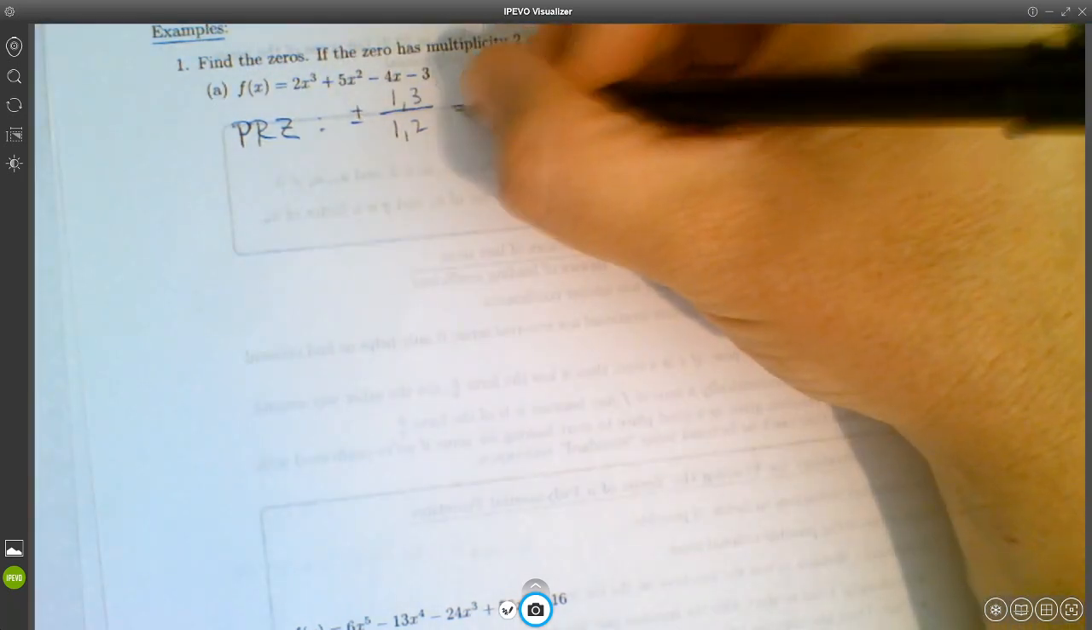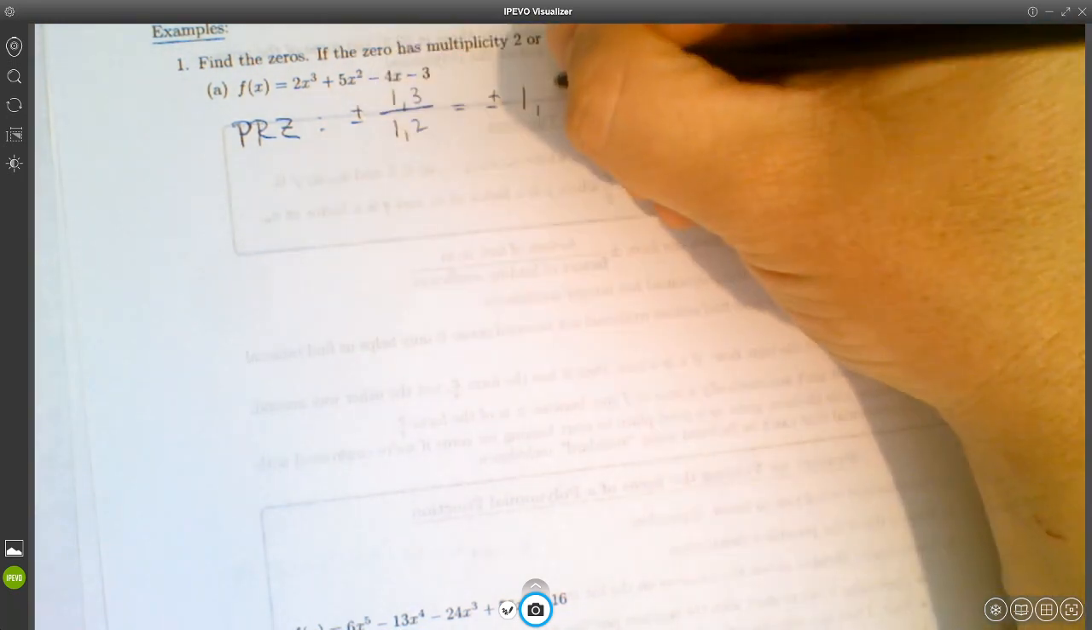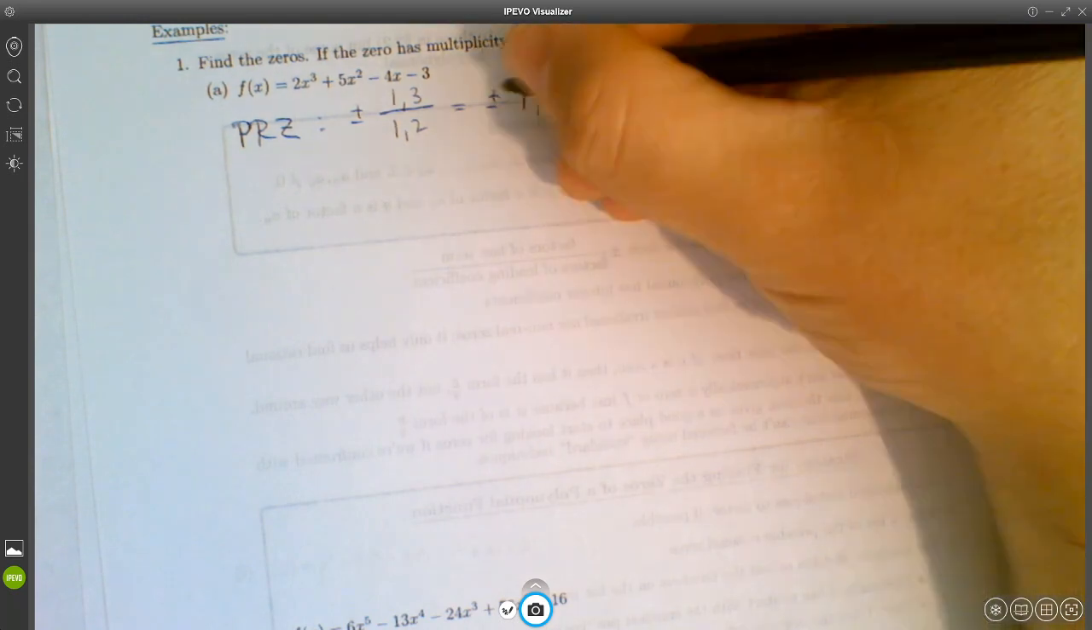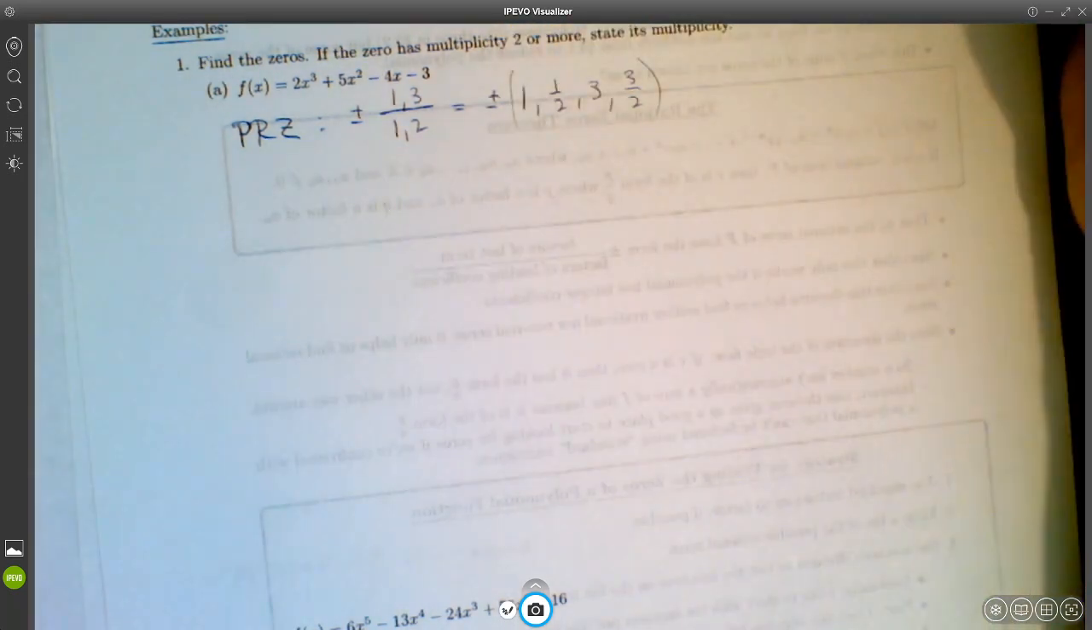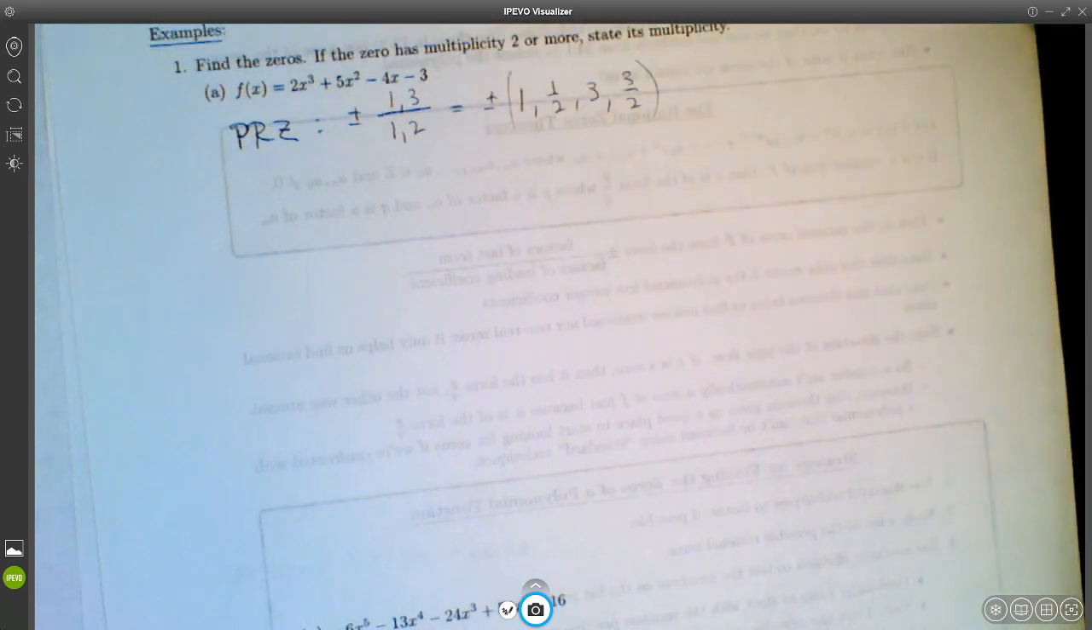Okay, so this is going to be plus or minus 1 divided by 1 is 1. 1 divided by 2 is 1/2. 3 divided by 1 is 3. 3 divided by 2 is 3/2. Okay, so those are the possible rational zeros.